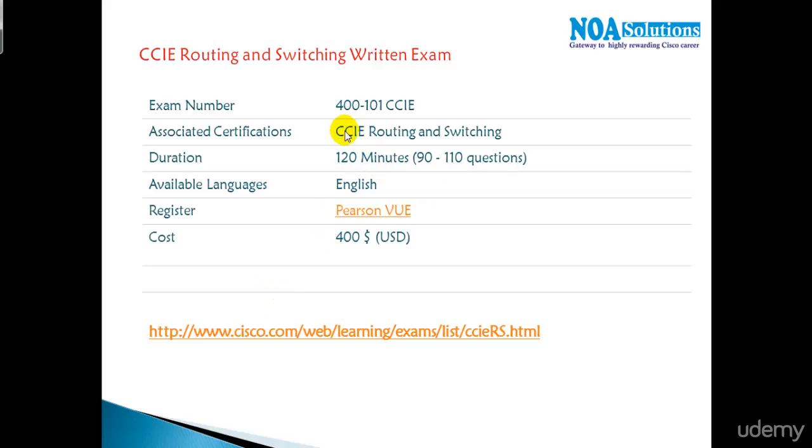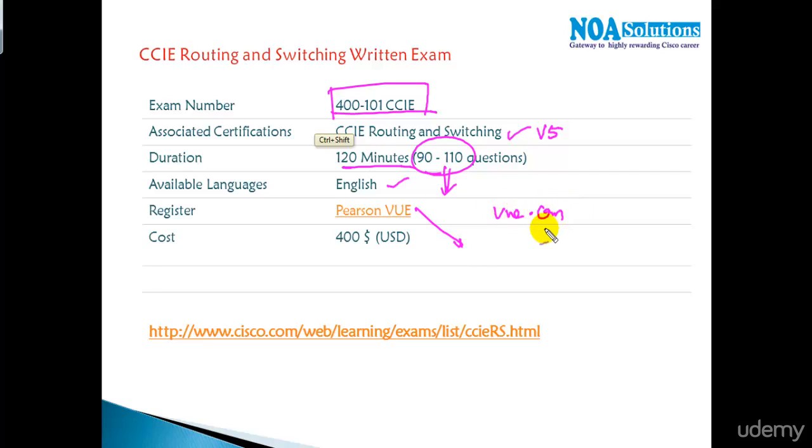The current code for the CCIE written exam is 400-101, and it's the CCIE routing switching version 5 written exam. The duration for this examination is 120 minutes, with somewhere around 90 to 110 questions. It's available in English, and you can register at any authorized Pearson VUE testing center. You can visit the VUE website and locate the nearest center to register for these exams. As of now, the price for this examination is $400 US.